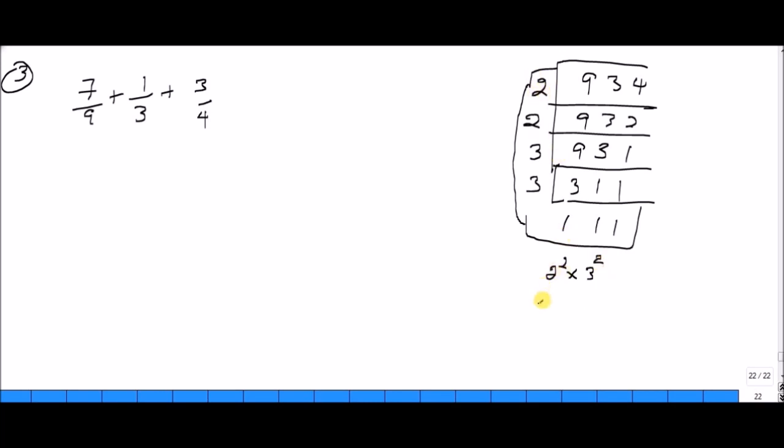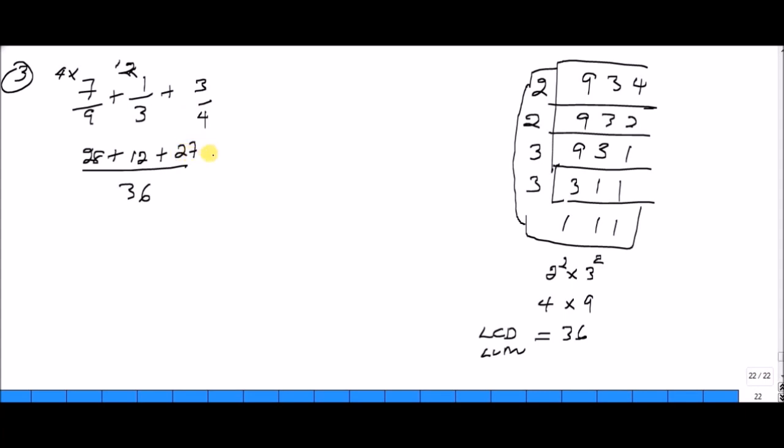2 times 2 would be 4, and 3 times 3 would be 9. So 4 9s would be equal to 36. So our LCD, or the LCM, whichever you prefer, is 36. 9 into 36 4 times, so 4 times 7 would be 28, plus 2 into 36 would go 12 times, 12 times 1 would be 12, plus 4 into 36 would be 9, 9 threes, 27.